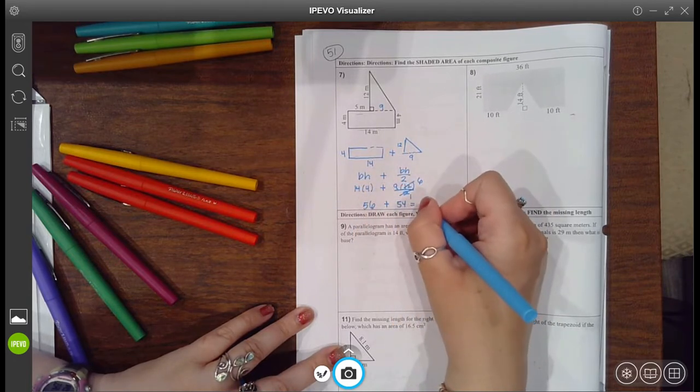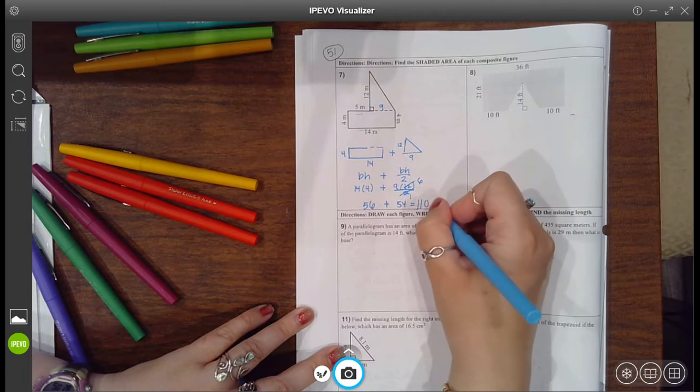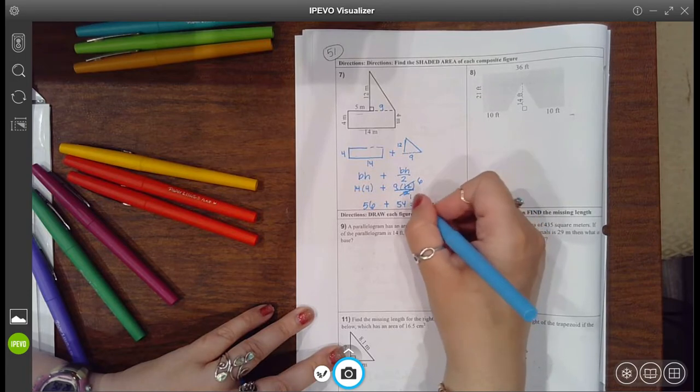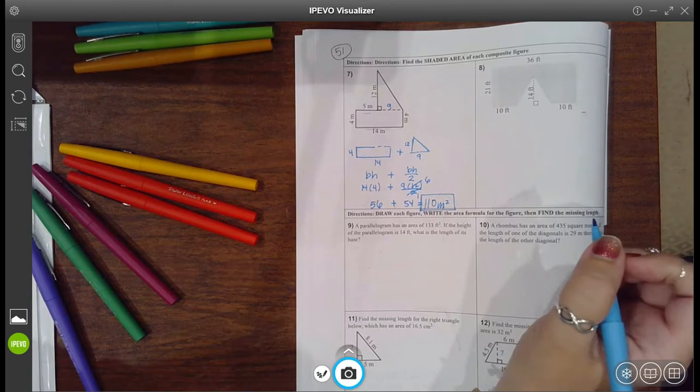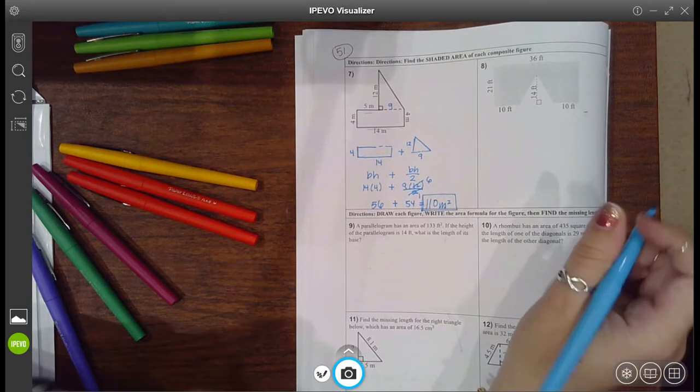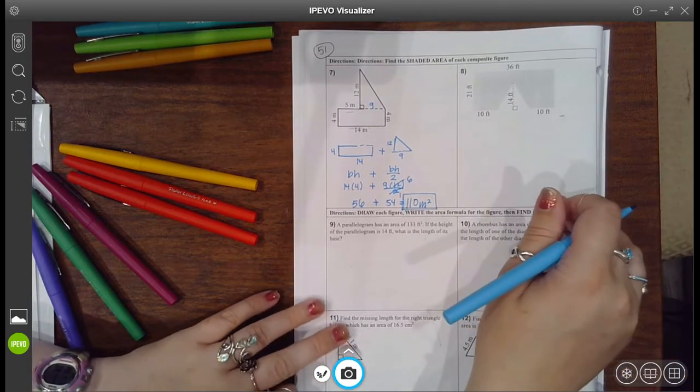Go ahead and add those together. You get 110 meters squared because you are finding the area. This next one, you're finding the shaded region.